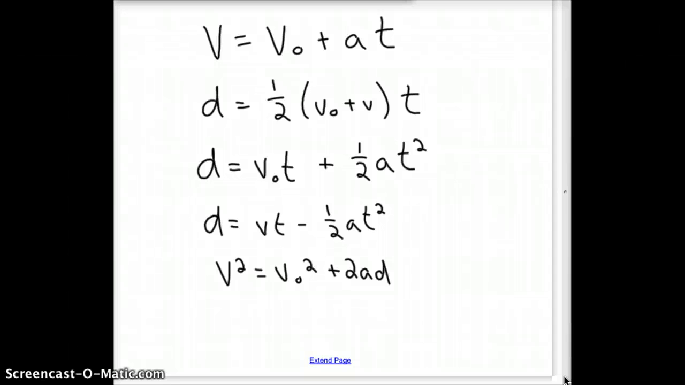These 5 equations are our kinematics equations. We've derived them previously, and remember that kinematics means motion with a constant acceleration. So let's go ahead and just review how we're doing by looking at a sample problem.